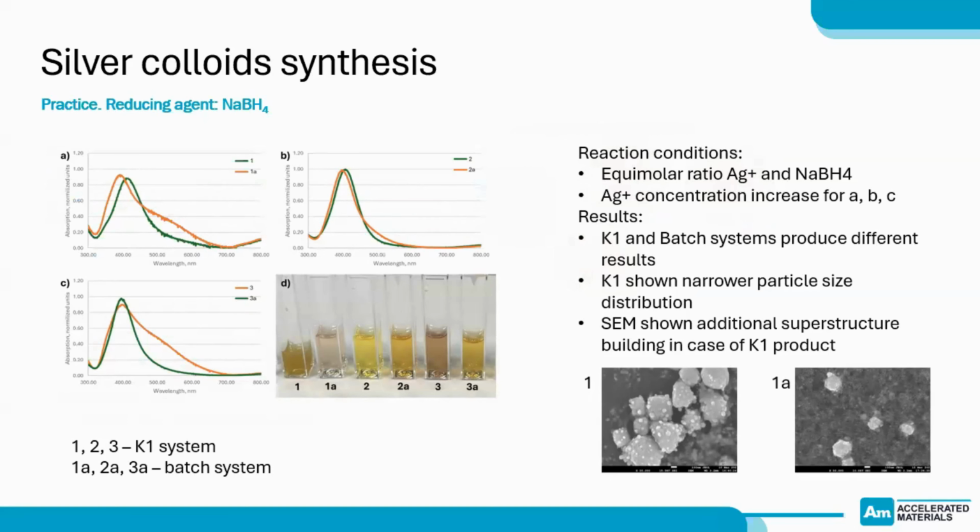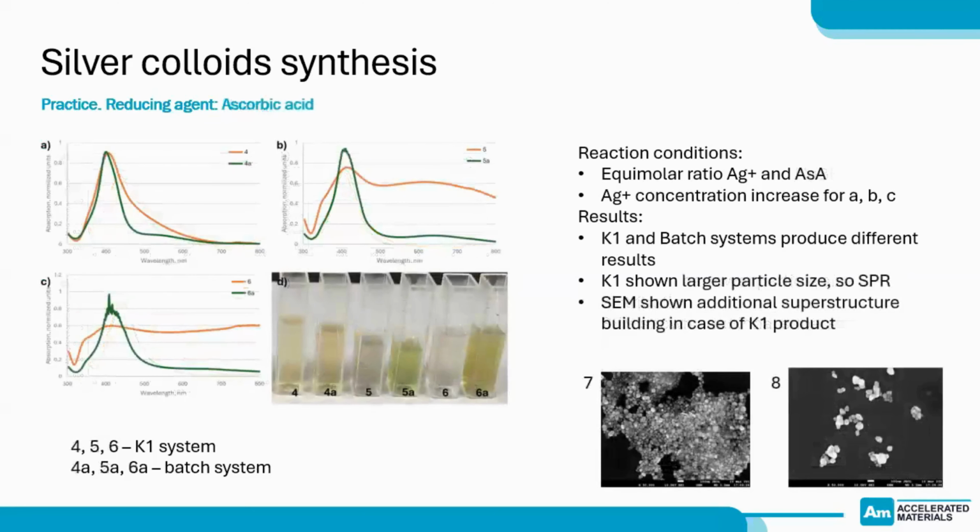So you can see here that the reducing agent is sodium borohydride. You can see that we can get different colors of the solutions. The 1, 2, 3 are the K1 system with annular flow, the flow reactor, and the samples with A are the batch system. The result was quite interesting: the flow reactor and batch system can produce very different results even at the same concentrations. In general, K1 and annular flow showed a narrow particle size distribution. And you can see some SEM pictures that showed some additional superstructure building upon sample drying on the SEM part. That's just an interesting fact.